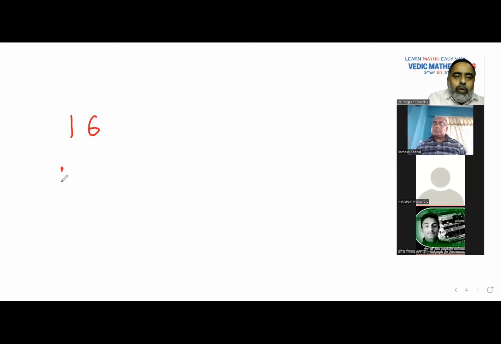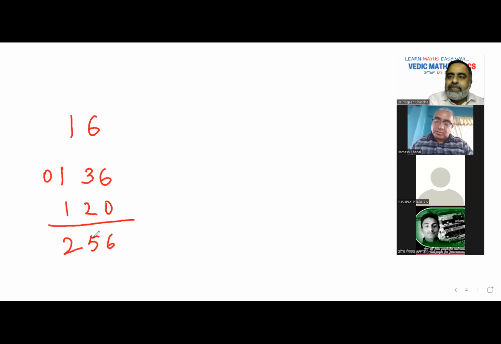16, 1, 36, and again 12, 2, 5, 6. Because addition is easier than multiplication. Second thing, why we learned that table, why we remember that table: because once we know digits 1 to 9 and 1 to 10, then everything we can find. Because the digits would be 1 to 9 only, or 0. So that is what we use.